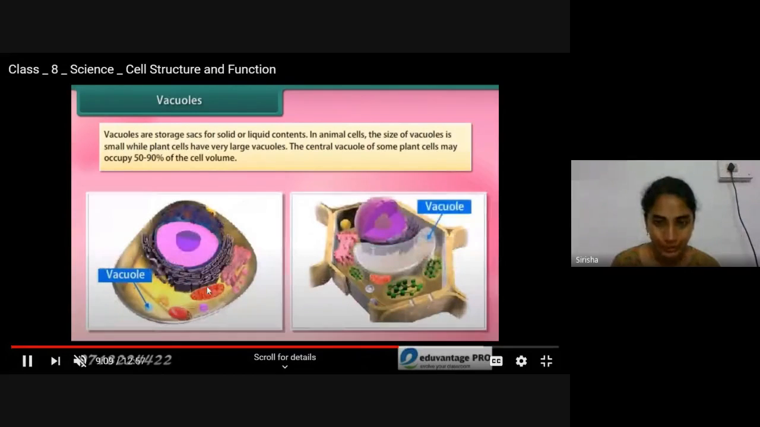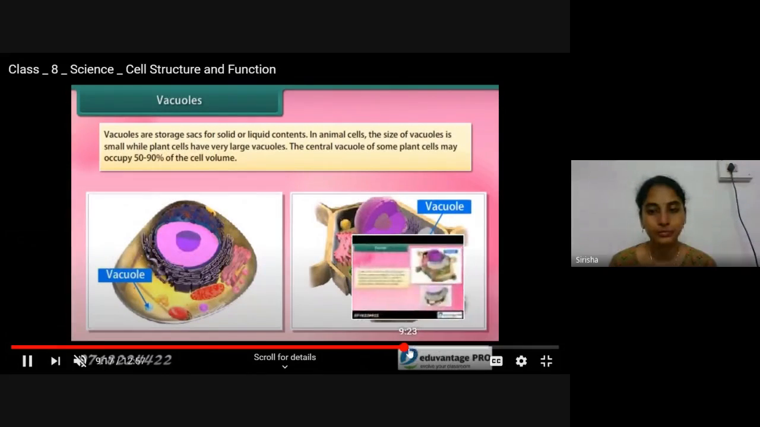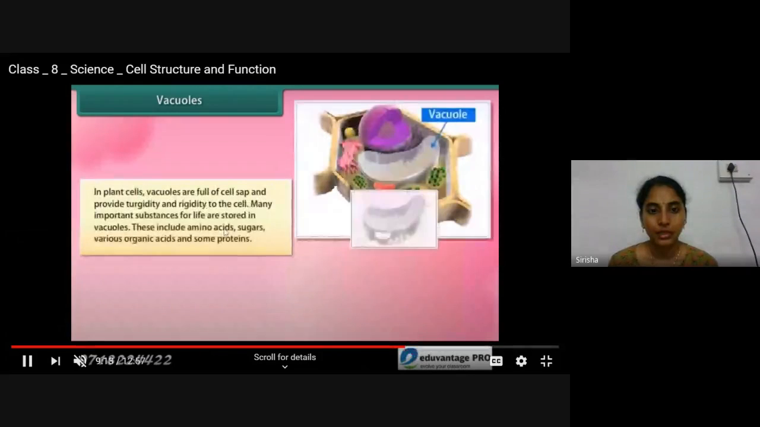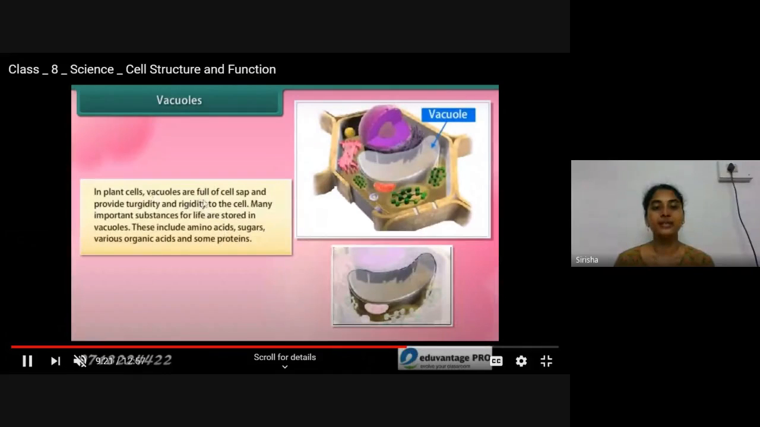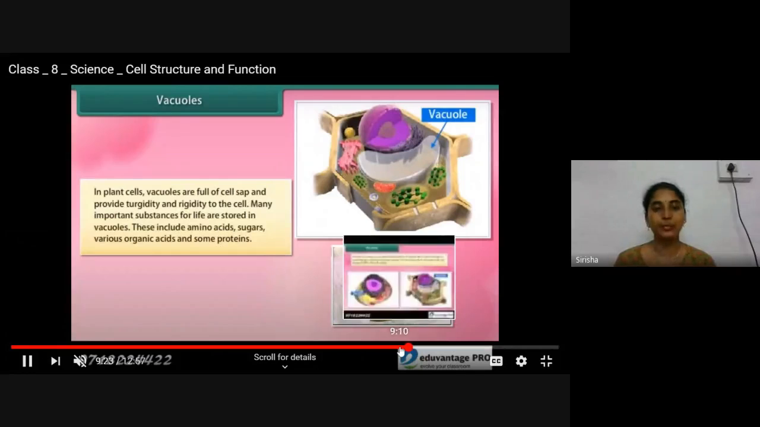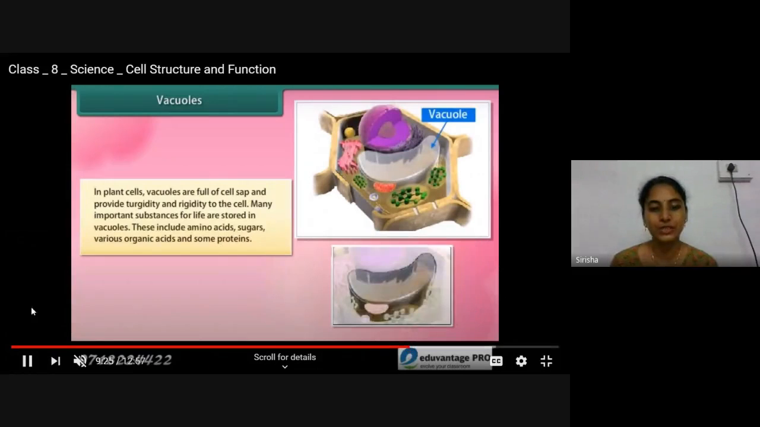If you see, this is a plant cell. The plant cell has a large vacuole. The right side one is the plant cell, which has a large vacuole, whereas the left one is the animal cell, which has a very small vacuole. In plant cells, vacuoles are full of cell sap and provide turgidity and rigidity to the cell. So, what is the main function of vacuoles? They store food, and they provide turgidity.